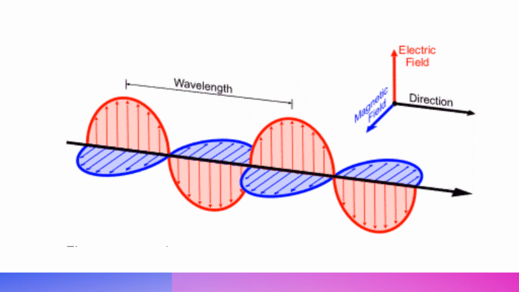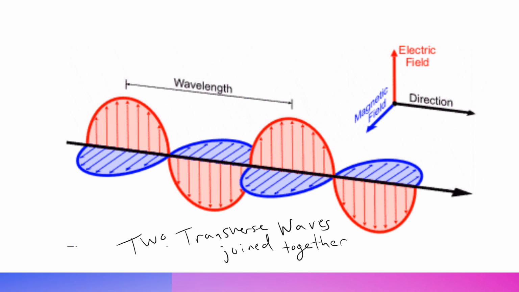So we have an electric field and a magnetic field that are moving at the same time. That's why electromagnetic waves are so cool. It's like really two transverse waves joined together. I am not going to ask you to draw that. It looks a little complicated to draw. I mean, if you wanted to, you could, if you're good at that sort of thing.